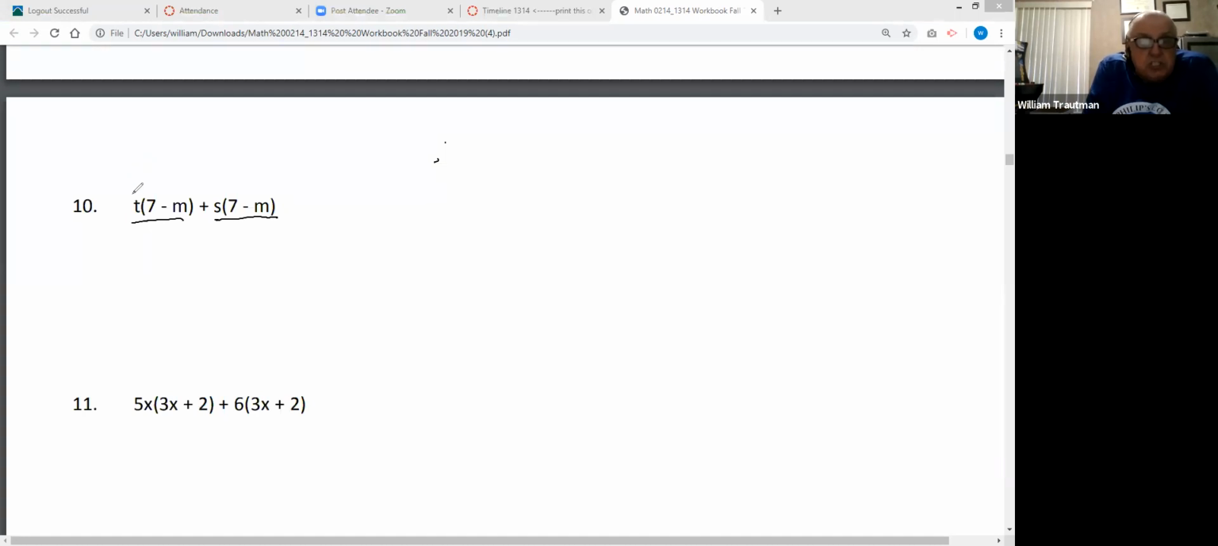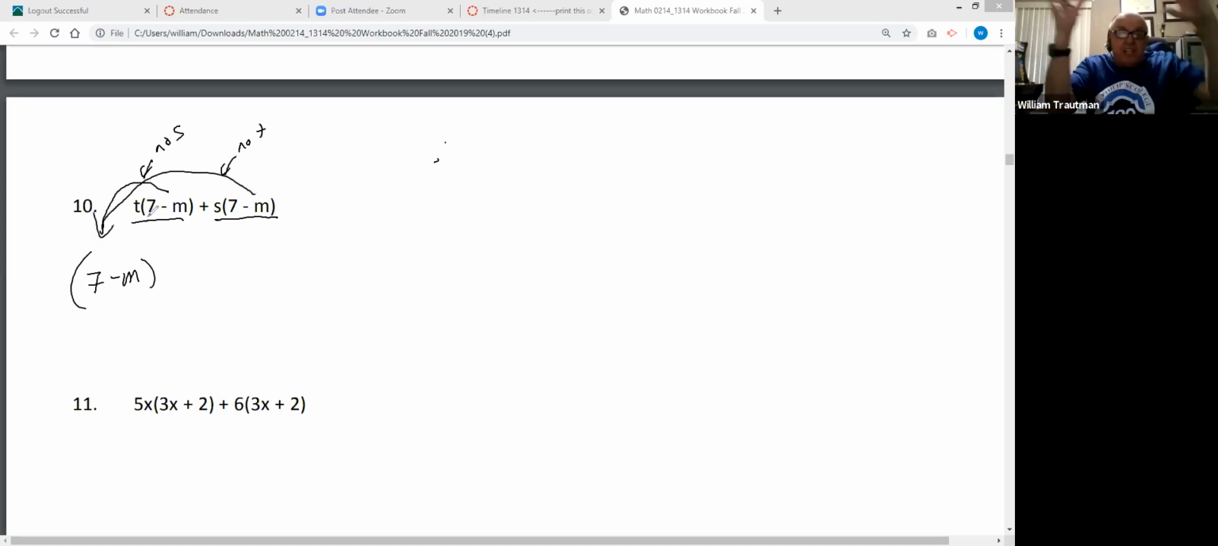What's the smallest t? This one has no t. What's the smallest s? This one has no s. Oh, but we do have a parentheses that's the same. The smallest parentheses power is just 7 minus m. We're pulling the 7 minus m out.